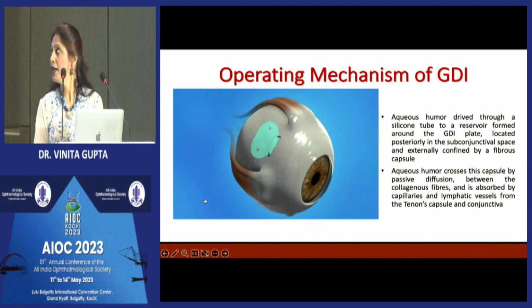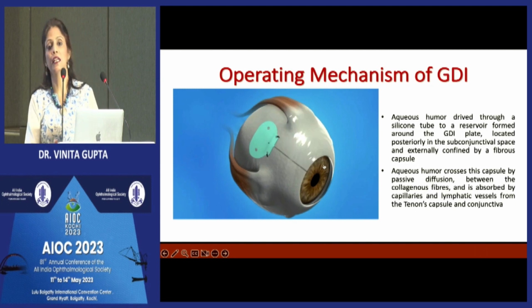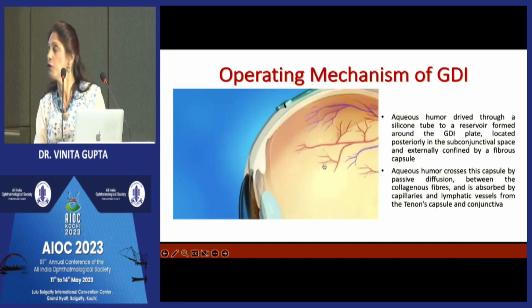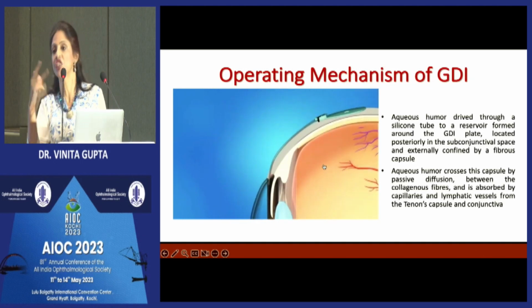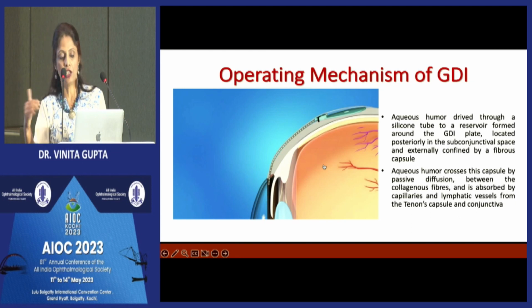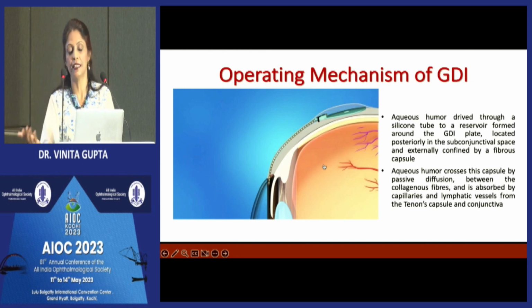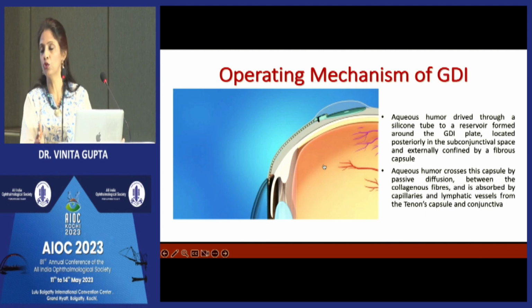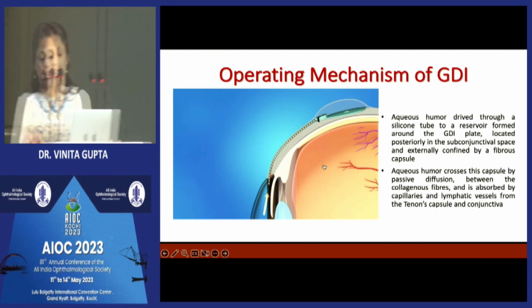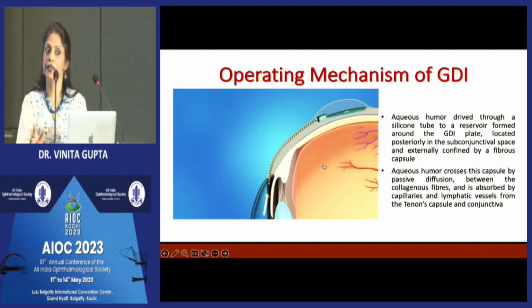This video is not playing. Anyway, what is happening is the aqueous humor is going through the silicone tube to a reservoir outside the GDI plate, which is formed by the encapsulation occurring over a period of 4 to 6 weeks, as I said. Aqueous humor from this space then gets absorbed into the lymphatic vessels and the tenons, passing through the tenons and the conjunctiva, which has the part of that fibrotic capsule which has formed around the end plate, and is absorbed from the capillaries out there.